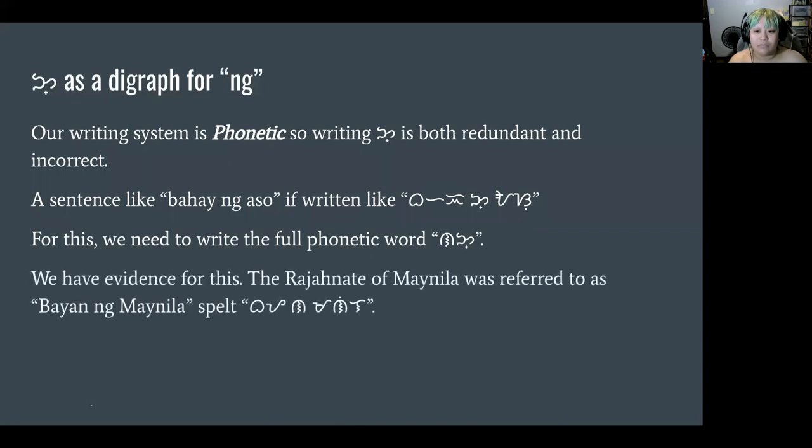We have evidence for this in the spelling for the Rajahnate of Manila, being referred to as Bayan ng Manila, spelled as Bayan na Manila. This is in the traditional script itself. The na right there, chef's kiss. Next on.